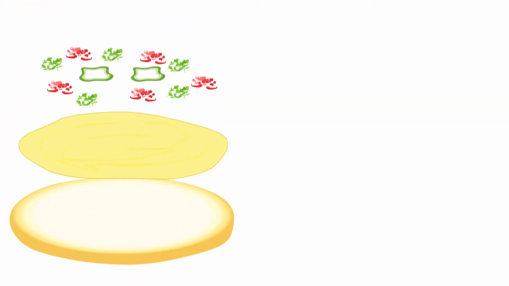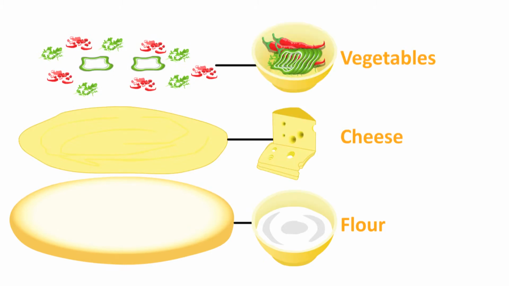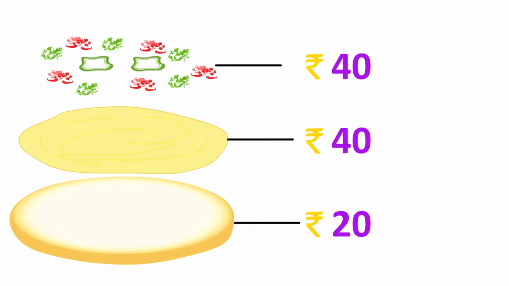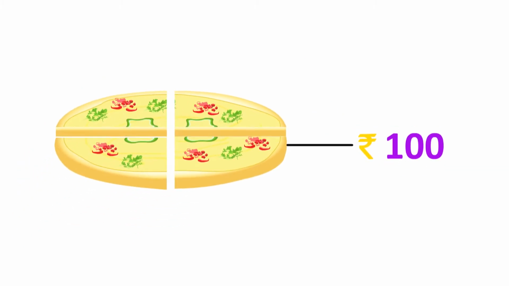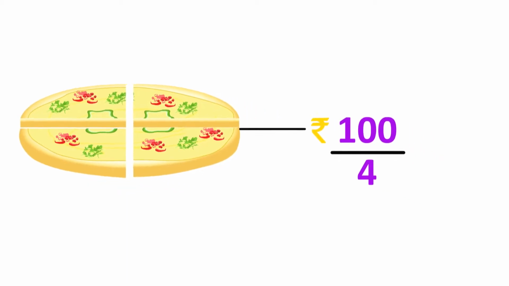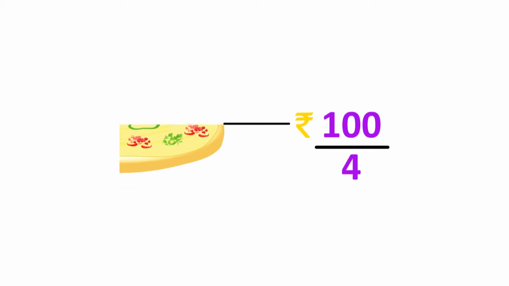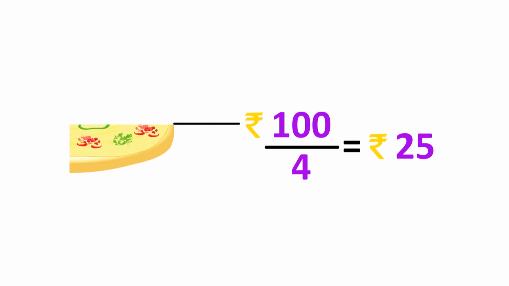A pizza is made up of flour, cheese and vegetables. The price of the pizza is determined by the price of the constituent ingredients. Now, if we were to divide this pizza into 4 slices or 4 units, the value of each unit would be the price of the full pizza divided by the number of units.